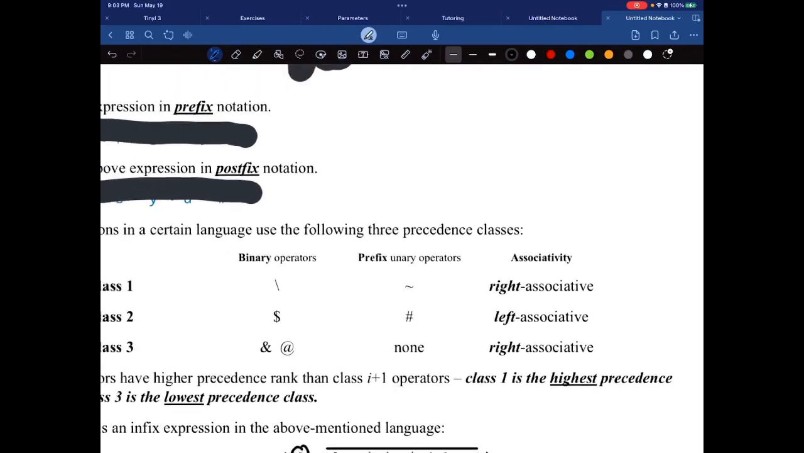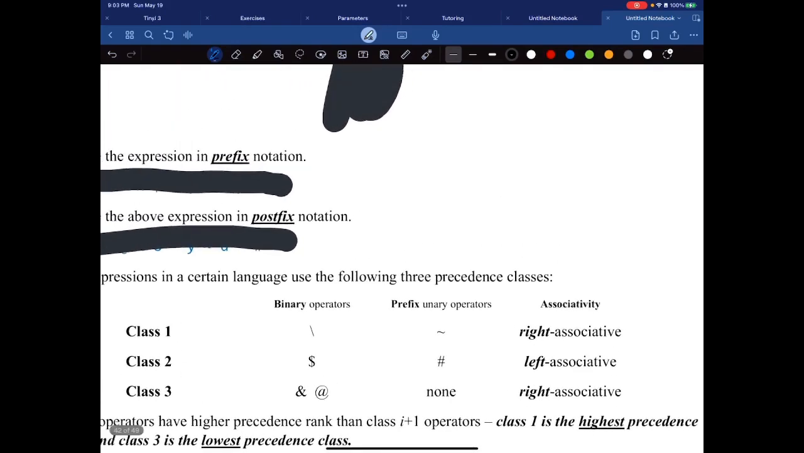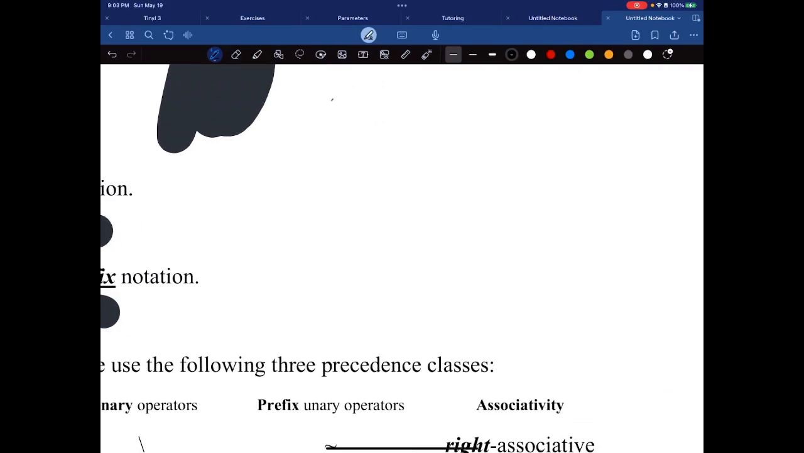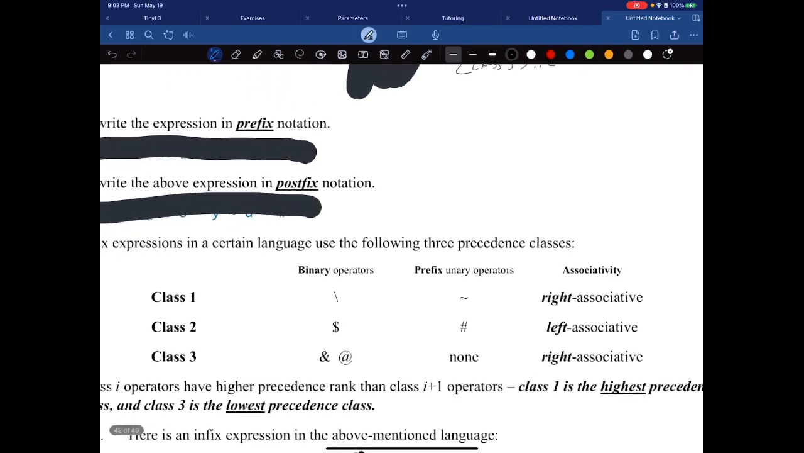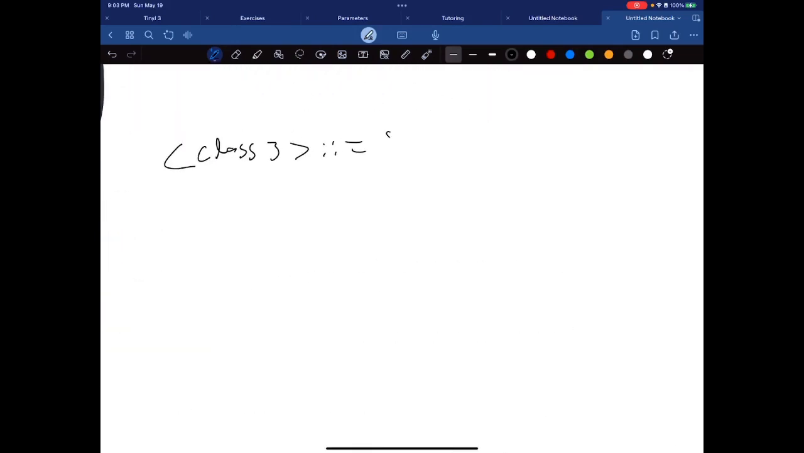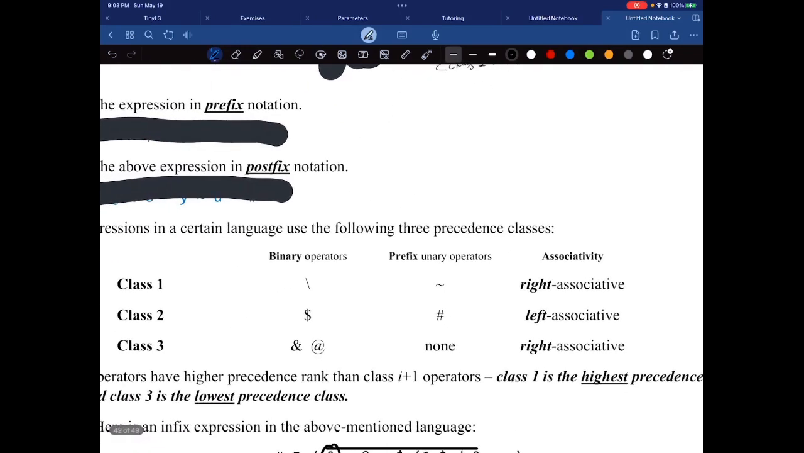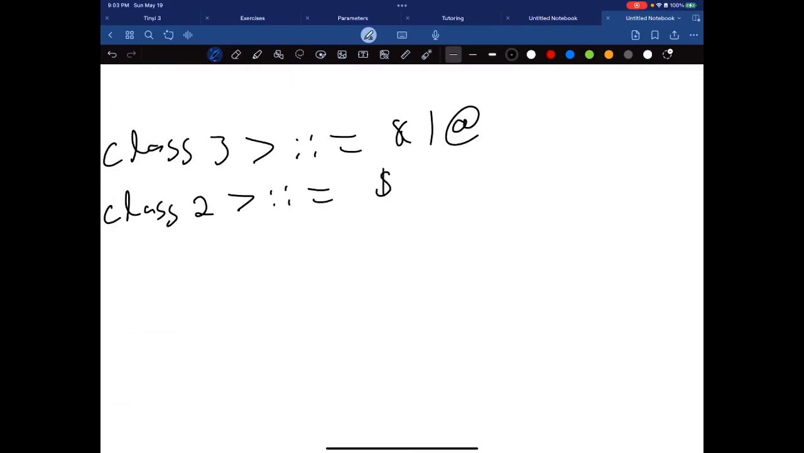Actually, let me just do it for this one, just for some practice. So let's say we have class 3, which contains the ampersand and the at sign. And then after this, we'll take a break. Class 2 contains the dollar sign and the hashtag.